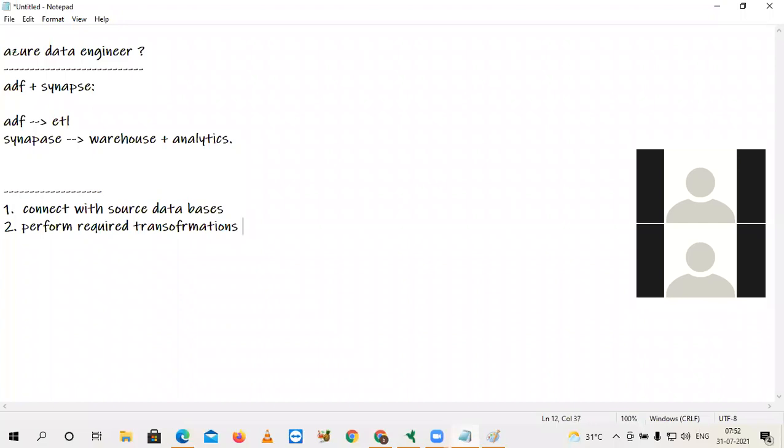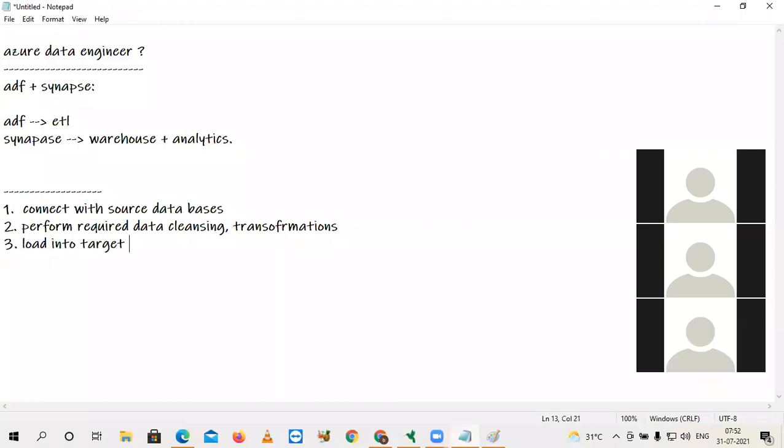Before transformations, there is another activity called data cleansing. Data cleansing and transformations. Then what is the third activity? Finally, load into the target warehouse. The target warehouse can be a SQL data warehouse or a Synapse warehouse as well. It can be normal SQL for small volumes. For big volumes, go with Azure Synapse. Of course, this is also SQL oriented only. This is your working style.